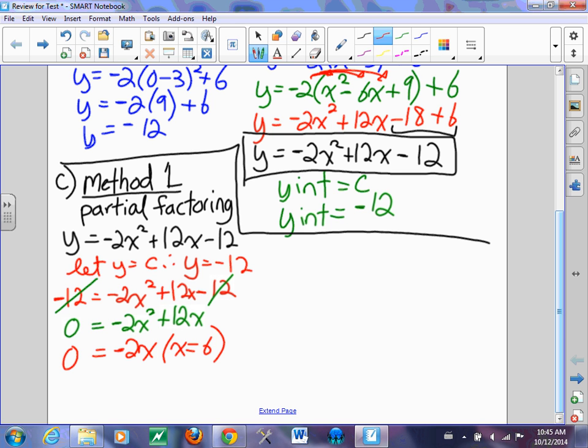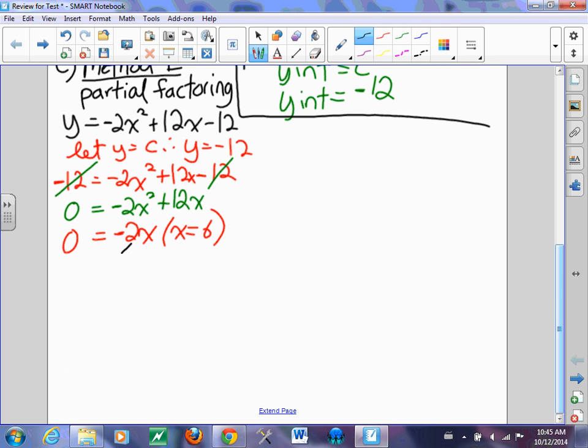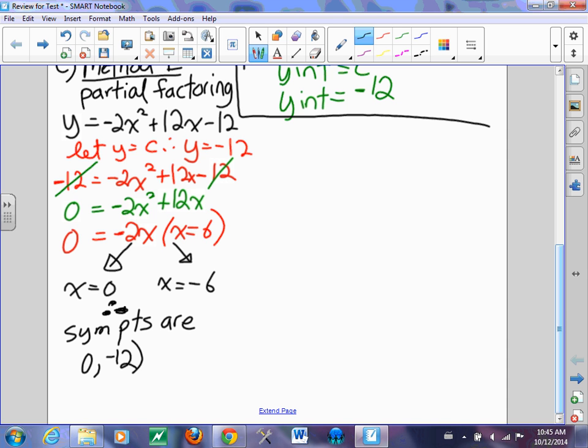All right, so our 2 points of intersection or symmetry points that we're looking for occur when x equals 0 for that one, and when x equals 6. So therefore, our symmetry points are, and remember, we have x equals 0, but we let y equal negative 12.